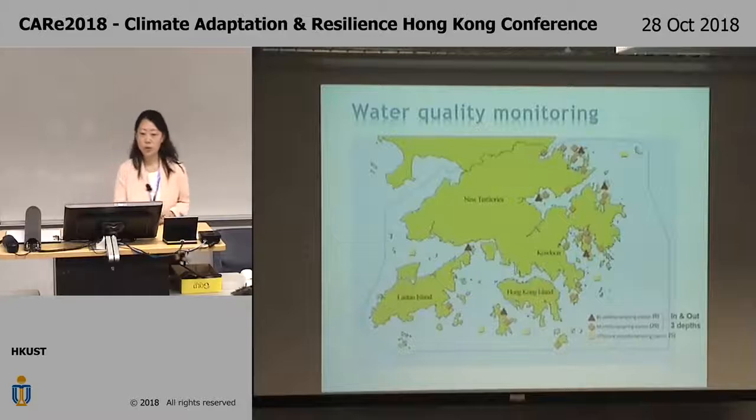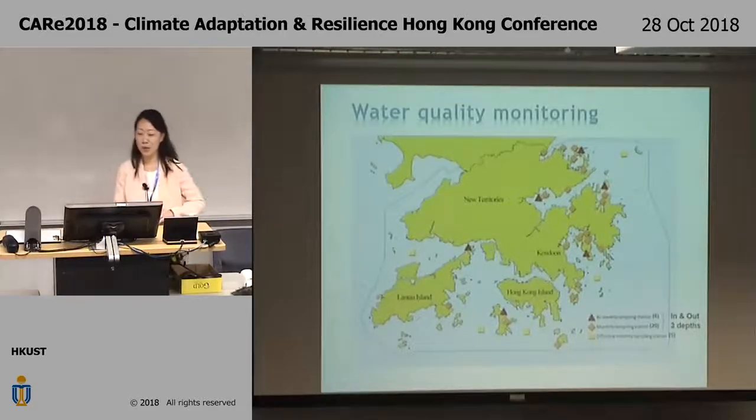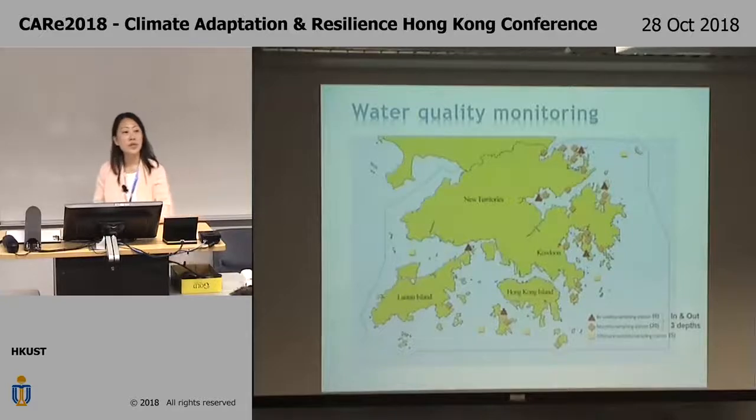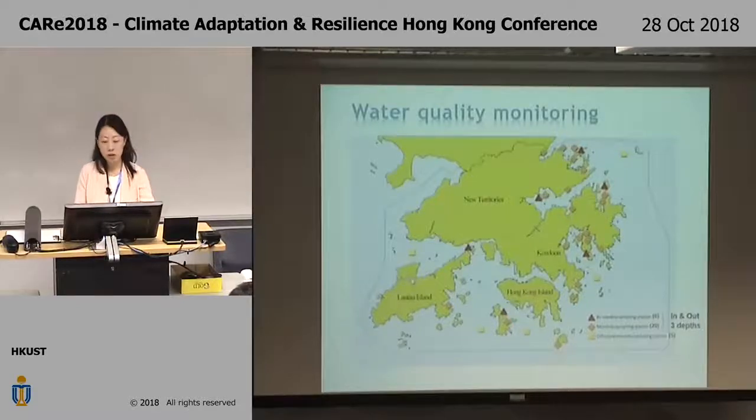So talking about water quality monitoring, we are not extensive in what we are doing because we are focusing on the fish only. So we only conduct water quality monitoring in the fish culture zones. In Hong Kong, currently we have 26 fish culture zones. We conduct bi-weekly sampling in 6 of them, and then monthly sampling for the remaining 20. And we also have 5 offshore stations to collect water for water quality monitoring.